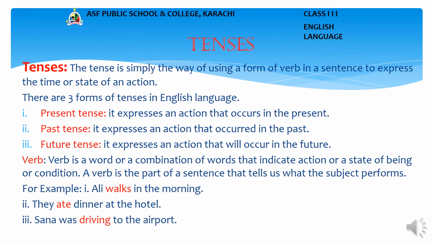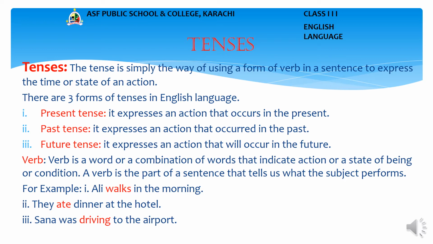Before starting our lesson, I will give you some information about tenses and verbs. What are tenses? The tense is simply the way of using a form of verb in a sentence to express the time or state of an action. There are three forms of tenses in English language. Number one, present tense. It expresses an action that occurs in the present. Number two, past tense. It expresses an action that occurred in the past. Number three, future tense. It expresses an action that will occur in the future.